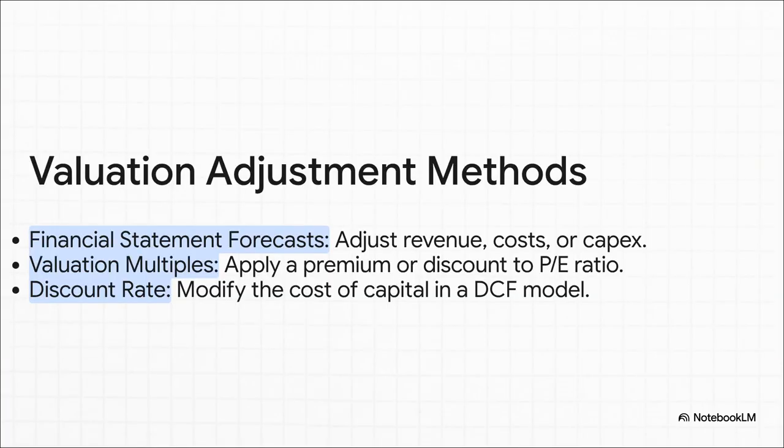So when we talk about adjusting inputs, what are we actually doing? Well, you've basically got 3 main levers you can pull. You can go right into the financial statements and tweak your forecasts for revenue or costs. You can change the valuation multiple, arguing the company deserves a premium or a discount compared to its peers. Or if you're building a DCF model, you can adjust the discount rate to reflect that ESG risk.